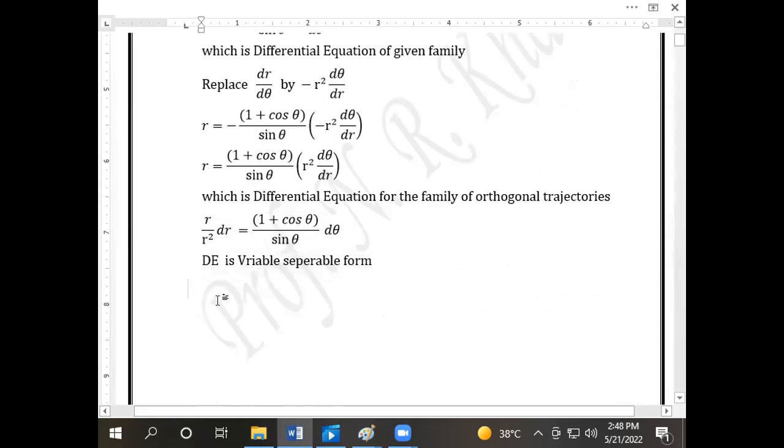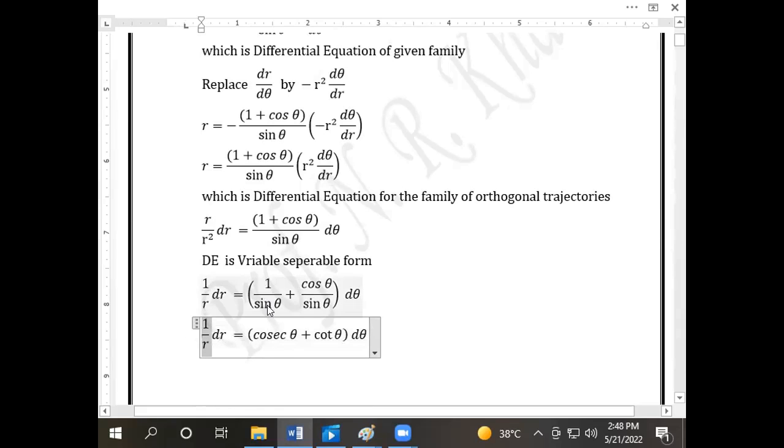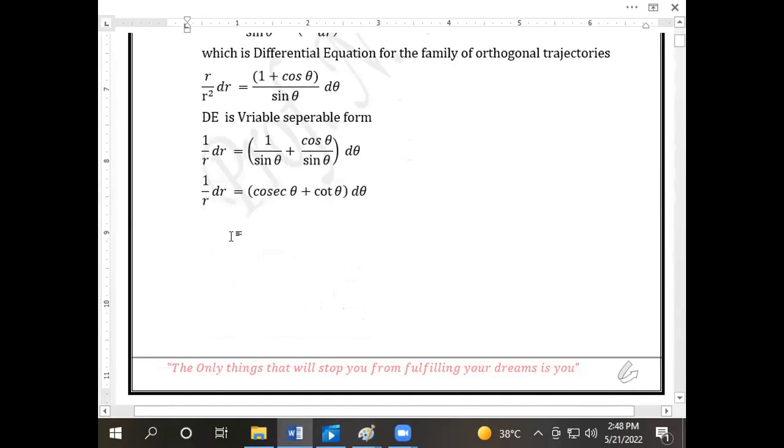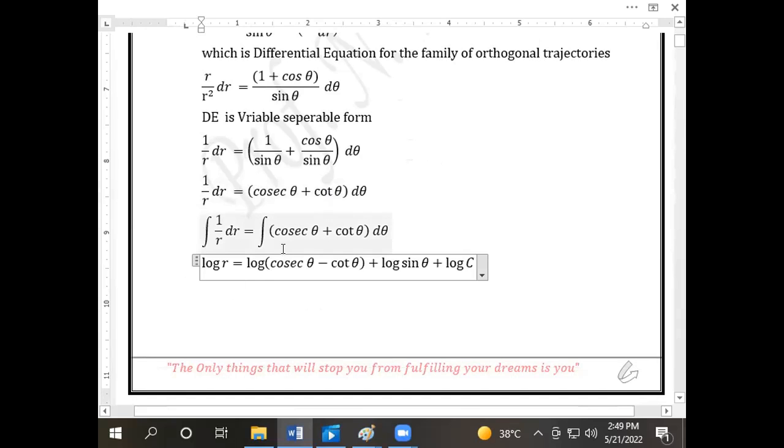Then 1 upon r dr equals (1 upon sin theta plus cos theta upon sin theta) d theta, the variable separable form. We know that 1 upon sin theta is equal to cosec theta, and cos upon sin is equal to cot theta. Directly taking the integration, we get the solution of the differential equation. That is the integration of 1 upon r, cosec theta and cot theta. The integration of 1 upon r is log r. The integration of cosec theta is log of cosec theta minus cot theta, plus the integration of cot theta, which is log sin theta.